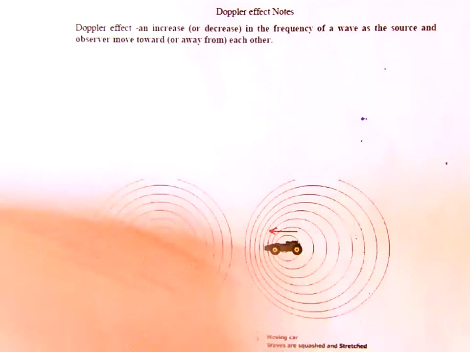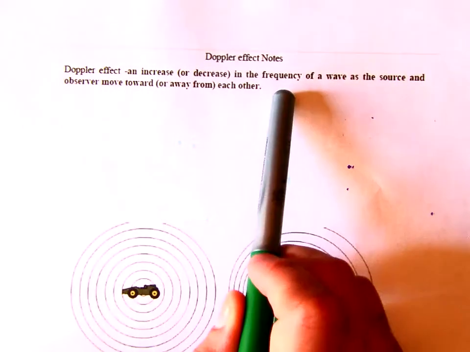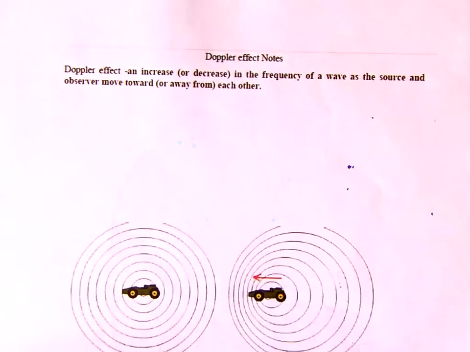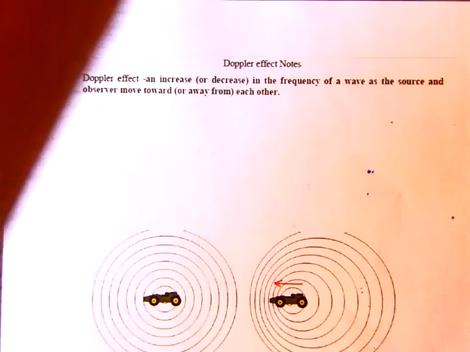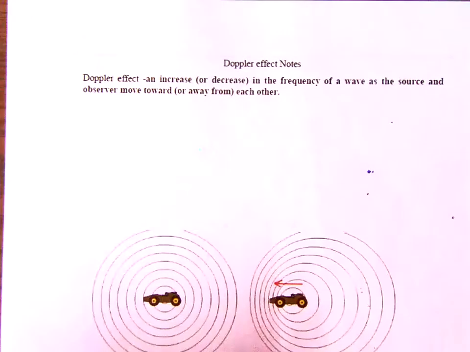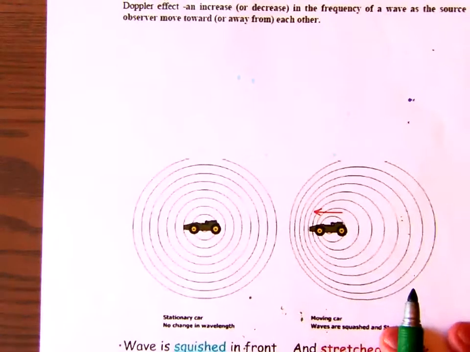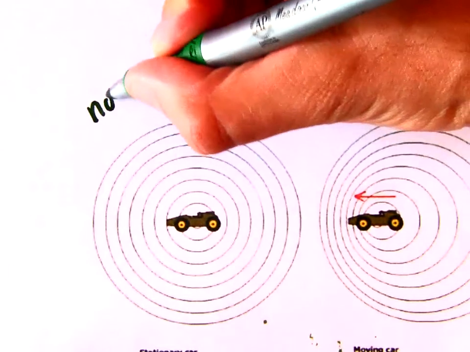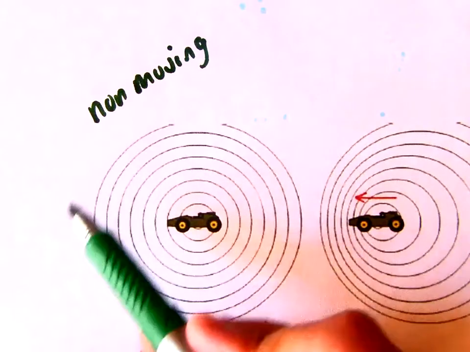So the Doppler effect is going to be an increase or decrease in frequency of a wave as the sound source and observer move toward or away from each other. Okay, so let's take a look at a wave. Let's take a look at this non-moving sound source. If we look at this non-moving sound source, you're going to notice all the waves in the front and the back.